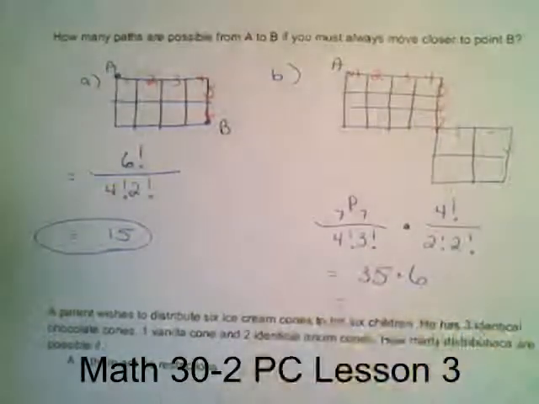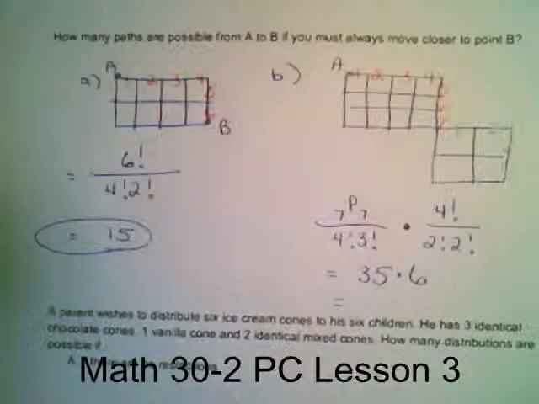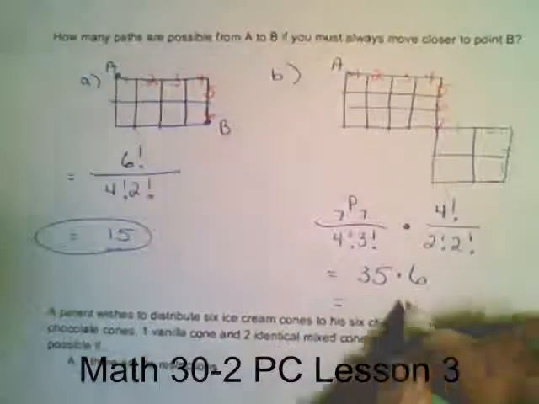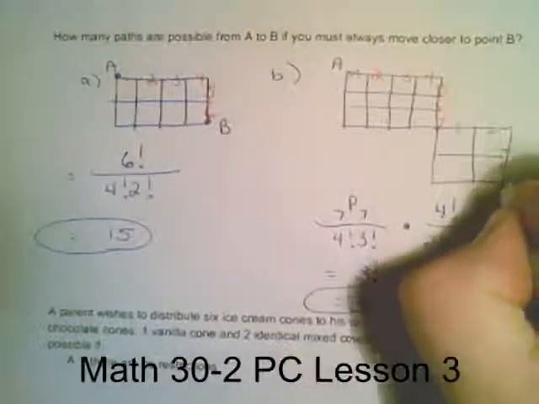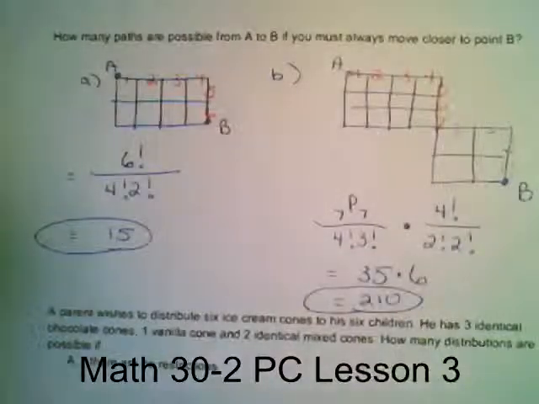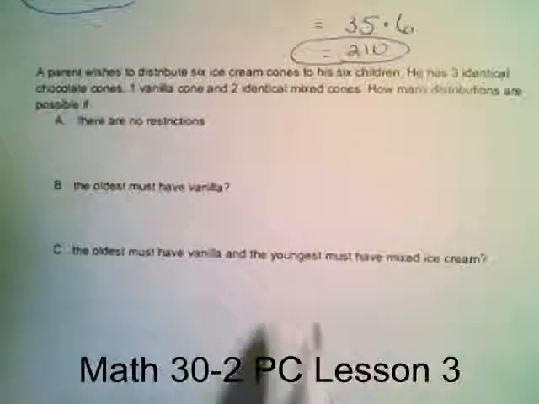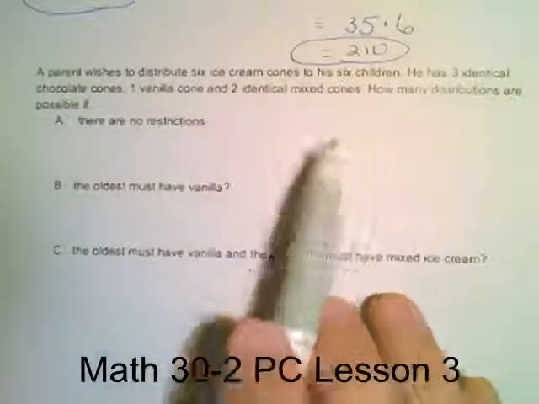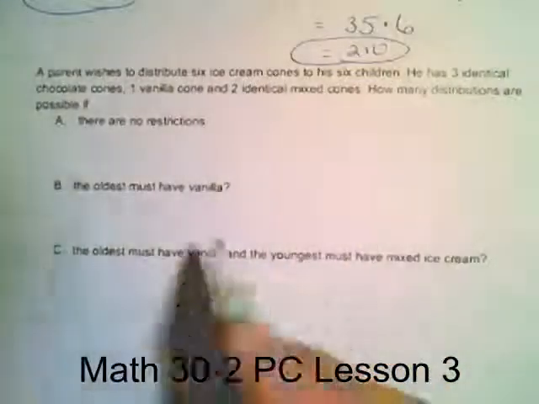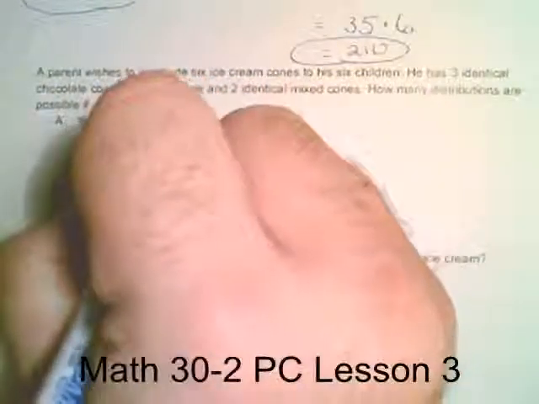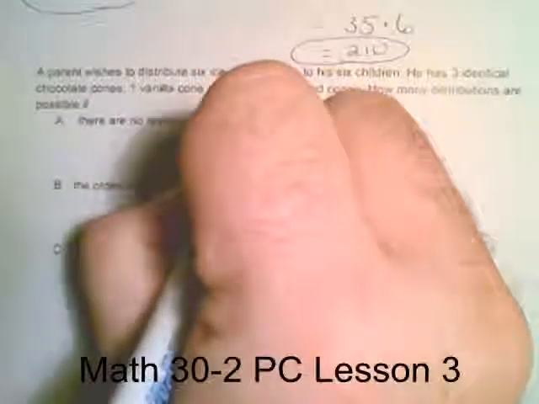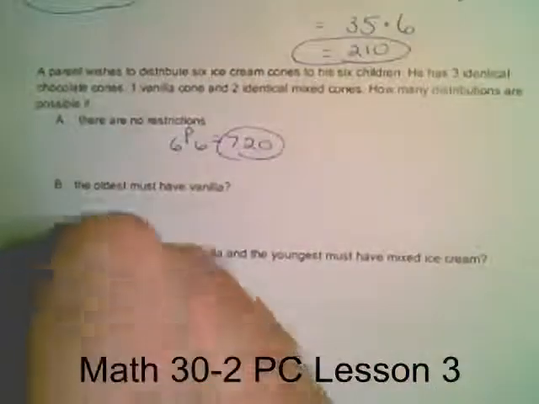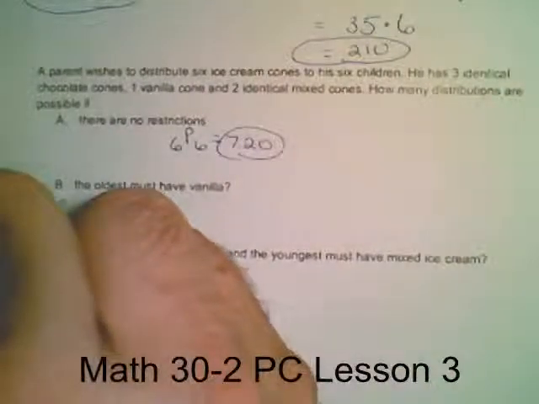So it's going to be 7 pick 7 or 7 factorial divided by 4 factorial, 3 factorial, so that's going to be 35, I think, times this one here is going to be 6. So I have 35 times 6, which ends up being 210. So there are 210 distinguishable paths from A, and I forgot the B in this corner, to B. Okay, so you've got that.